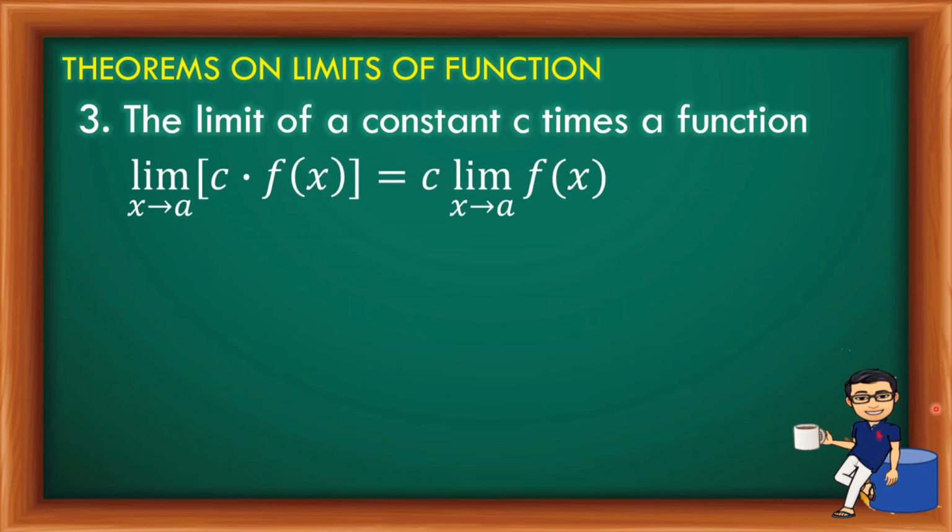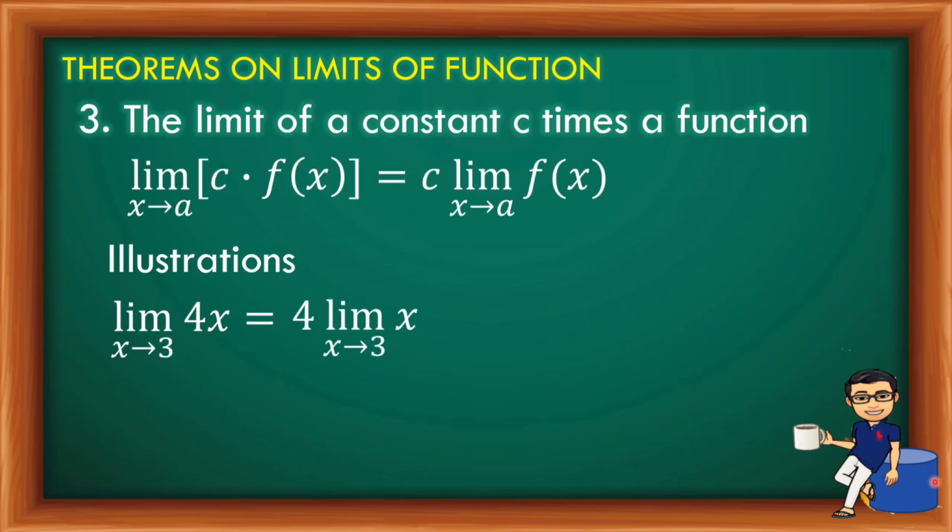So let us have an example. Let us consider that we have this: limit of 4x as x approaches 3. 4 is the constant and x is our function. Hence, we are about to substitute the approaching value of x to x here. The approaching value of x is 3. So we are about to substitute that here. It will be like this.